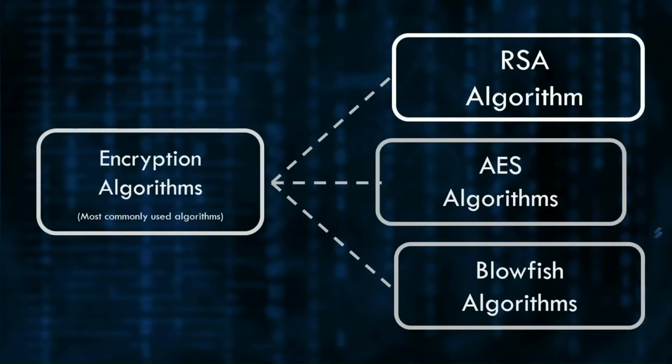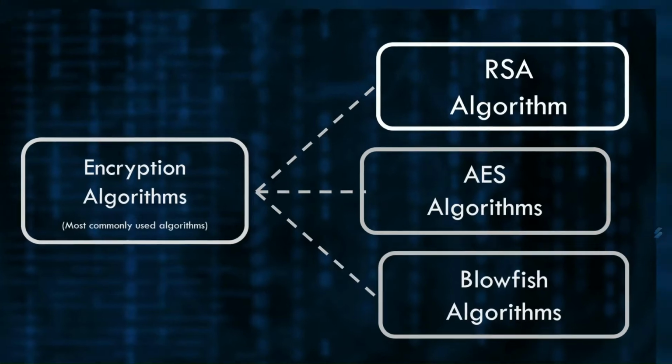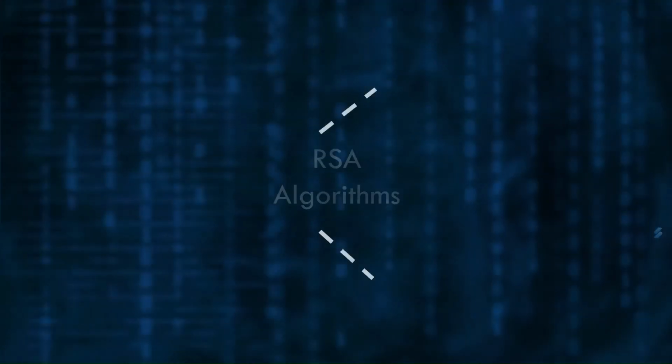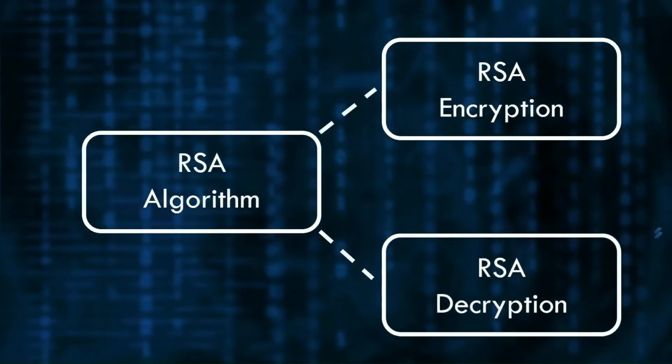There are three types of encryption algorithm which are most commonly used. First one is RSA, second one is AES, and third one is Blowfish algorithm. Here we are discussing about RSA algorithm. There are two main steps in RSA algorithm. First is encryption and second one is decryption.